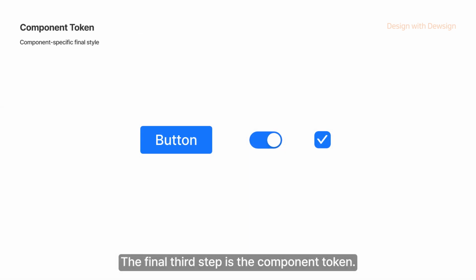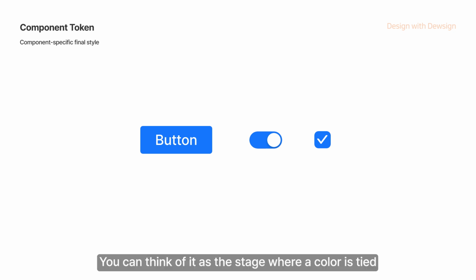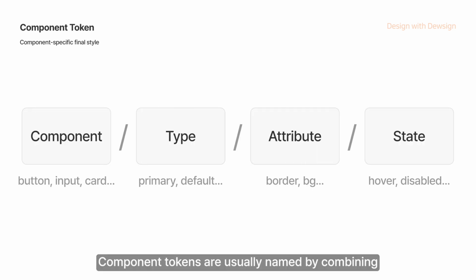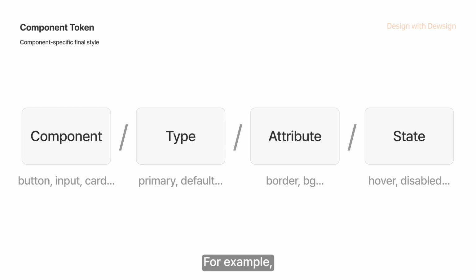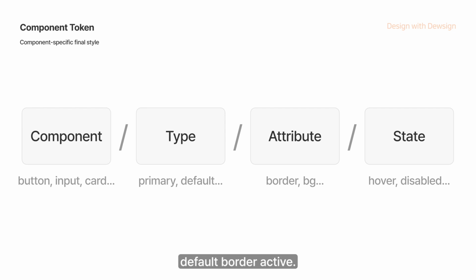The final third step is the component token. You can think of it as the stage where a color is tied directly to a specific property of a specific component. Component tokens are usually named by combining the component name, type, property, and state. For example, the default background color of a primary button would be button, primary, BG, default, and the active border of an input field would be input, default, border, active.